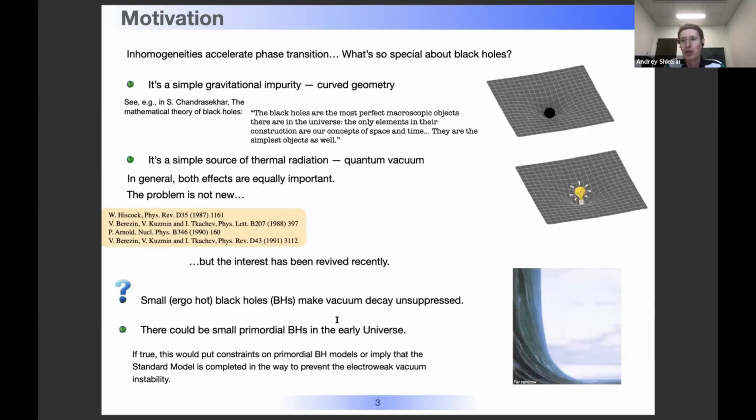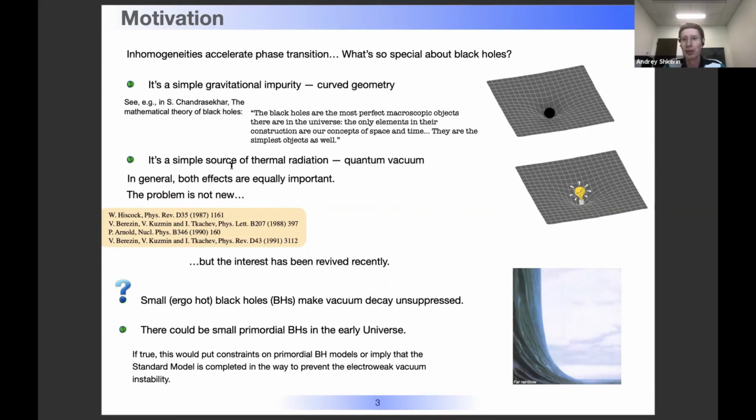The general expectation is that any impurity dropped into a homogeneous background accelerates phase transition. So apparently black holes can do the same, but two things make them special. The first is that a black hole is a quite simple example of space-time inhomogeneity. This makes the problem tractable, sometimes even analytically, especially in toy models of gravity in 2 dimensions.